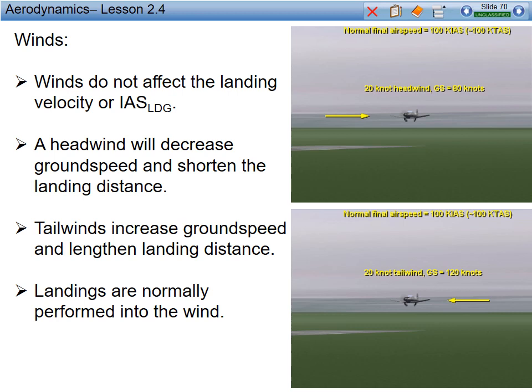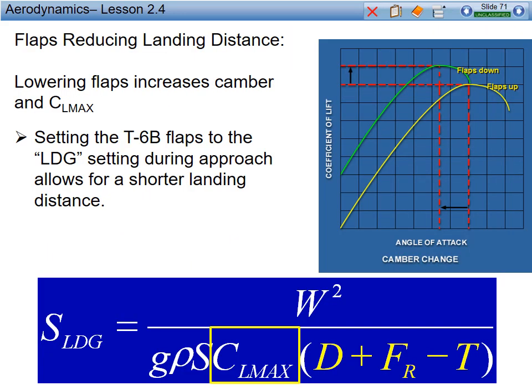Winds do not affect the landing velocity or indicated airspeed for landing. A headwind will decrease your ground speed and shorten the landing distance, while a tailwind will increase ground speed and lengthen landing distance. Landings are normally performed into the wind. Flaps reducing landing distance. Lowering flaps increases camber and CL max. Setting the flaps to landing during approach allows a shorter landing distance.